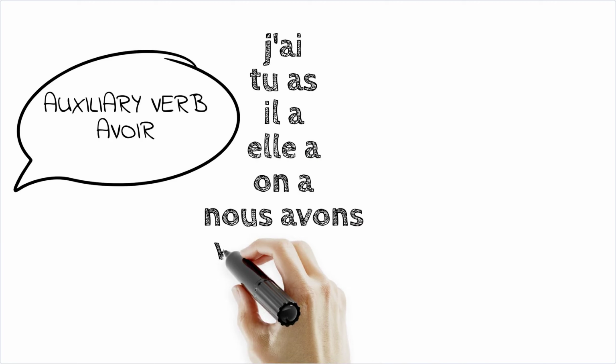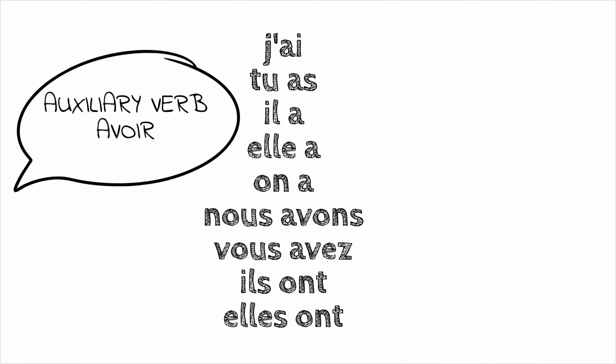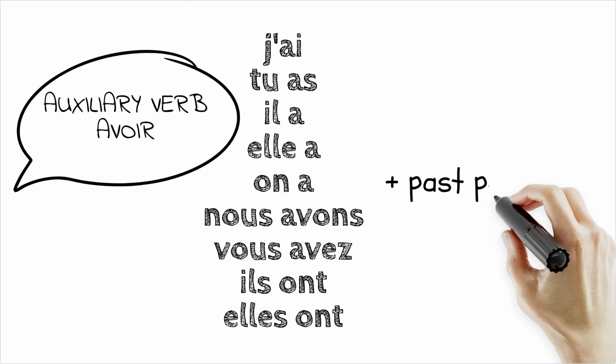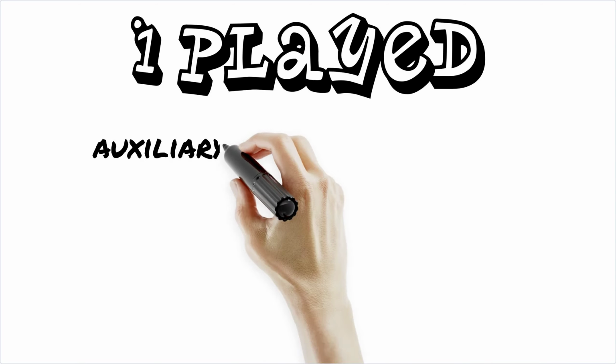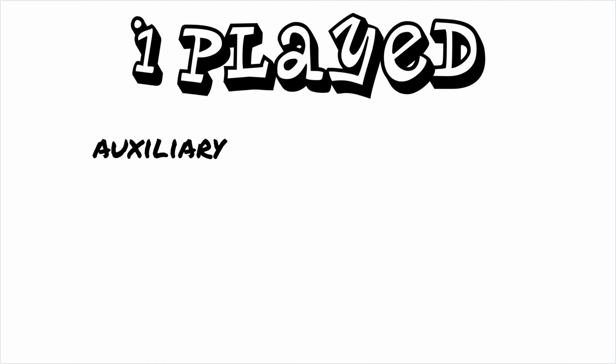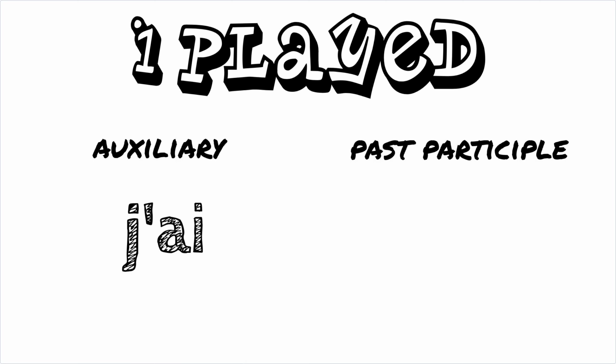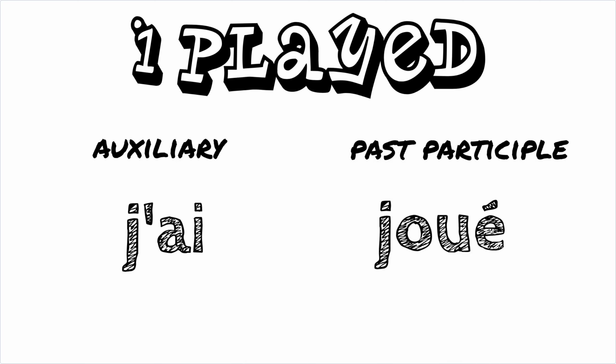So j'ai, tu as, il a, elle a, on a, nous avons, vous avez, ils ont, elles ont. And we're just going to add that together with the past participle, and that's how we form the passé composé, or the perfect tense in French. So let's look at some examples. If we want to say I played, we need an auxiliary and then we need the past participle. So we're going to start with j'ai, I have, and then joué, played.